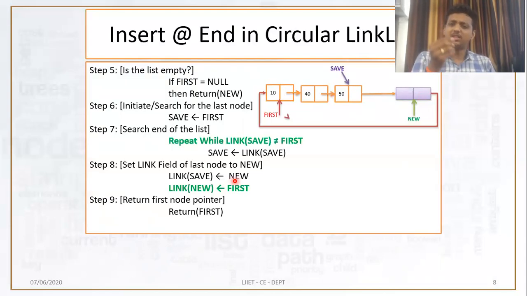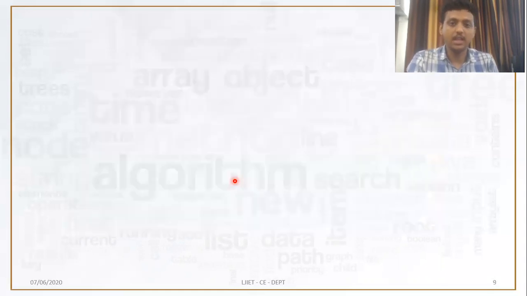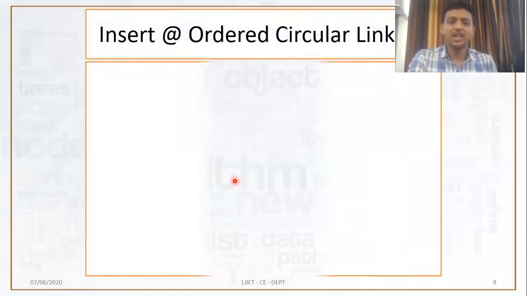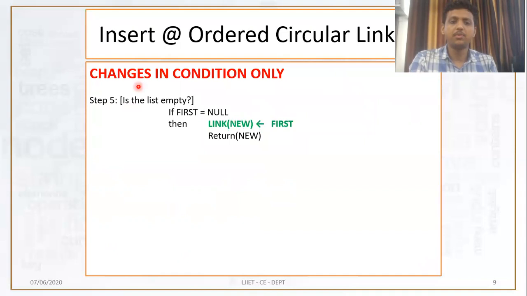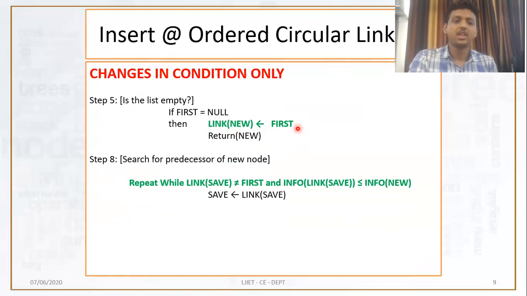So this type of little changes you need to make in your algorithms of singly linked list. I hope you can do it by yourself very well. I'm showing you the last example, insertion in order in a circular linked list. Changes in conditions only. In step number 5, the condition will change: it becomes link of new to first. Then in step number 8, the condition will change like this: repeat while link of save is not equal to first. In that algorithm we wrote link of save is not equal to null, but here you need to write link of save is not equal to first. That condition will change only.